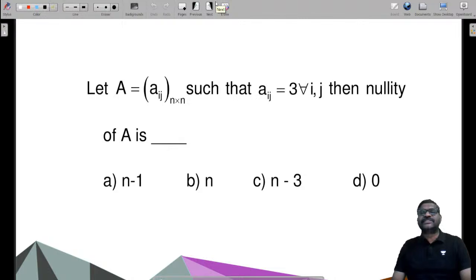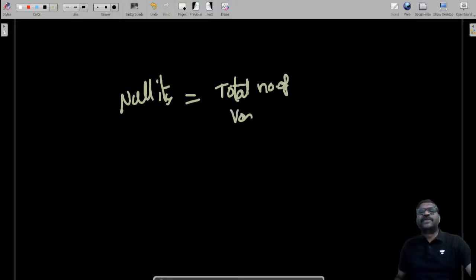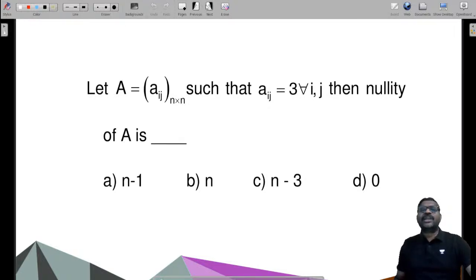Next one. A is n cross n such that Aij equal to 3 for all ij. Then what is the nullity of A? Nullity is nothing but the dimension of the null space. To calculate it, first you have to calculate the rank. Nullity is equal to the total number of variables or columns minus rank. Here, the total number of columns is 3. The rank is unknown; we have to calculate it.